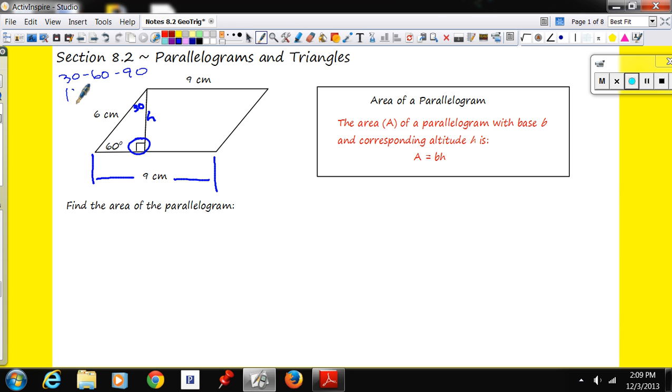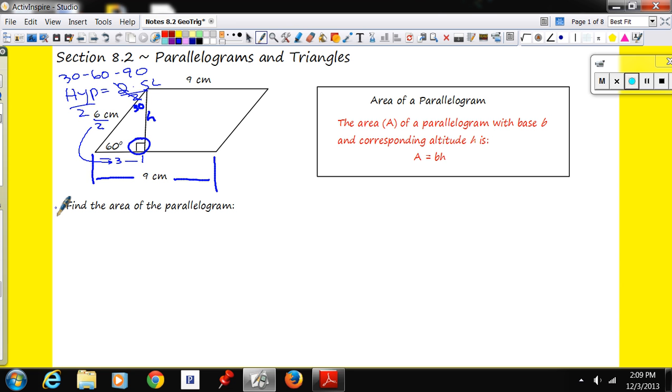My hypotenuse equals 2 times the short leg. So how do I get the short leg by itself? Just divide it by 2. So that means my short leg equals my hypotenuse divided by 2. Can I use that in this triangle? Yeah, divide the hypotenuse by 2. My short leg is going to be a 3. So my short leg is 3 centimeters.